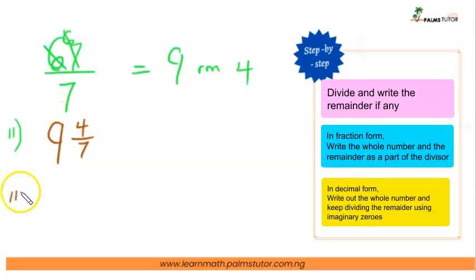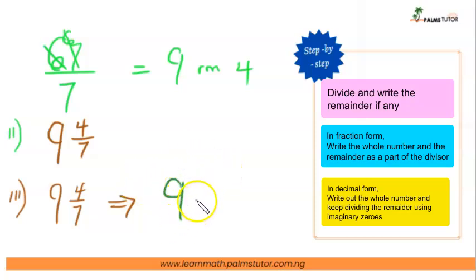Now, let's leave it as a decimal. We already have 9 whole number, 4 out of 7. So we will have 9 point. That's the whole number. You see that the whole number part is the same for all of them. What differs is how we express the remainder, right? So now we add imaginary zeros to this. How many 7s do we have in 40? That's 5. 7 times 5 is 35. Leaves us with a remainder of 5, isn't it?